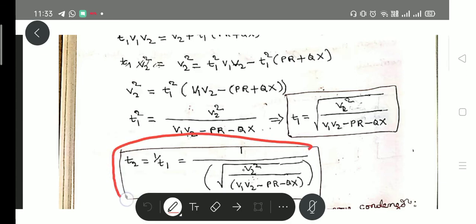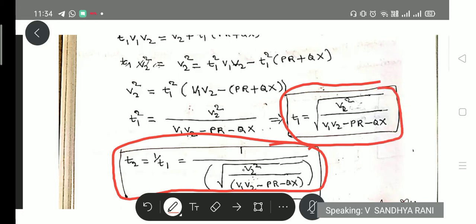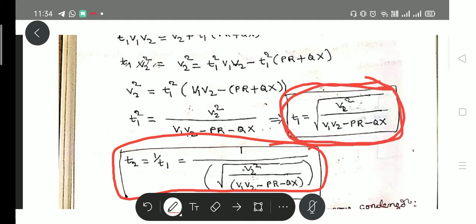This condition is very important. T2 is equal to 1 by T1, which is 1 by the square root of V2 square by V1 V2 minus PR minus QX. Remember this condition: T1 is equal to 1 by T2, or T2 is equal to 1 by T1, or T1 is equal to V2 by the square root of V1 V2 minus PR minus QX. It is very important.